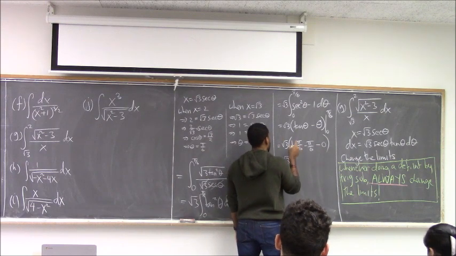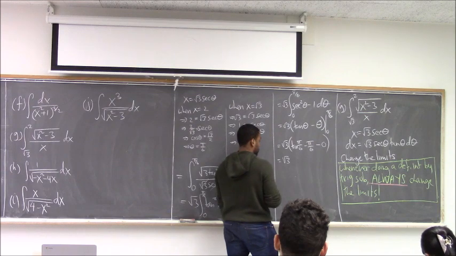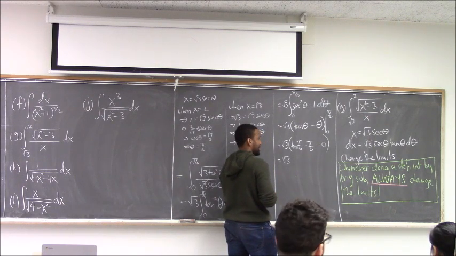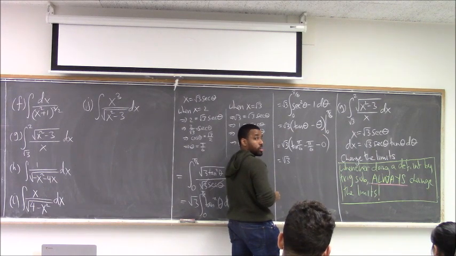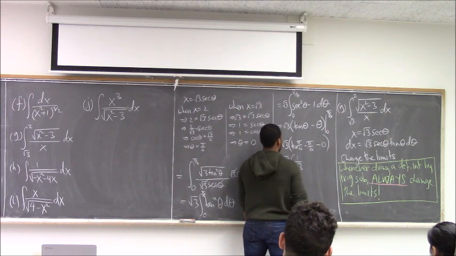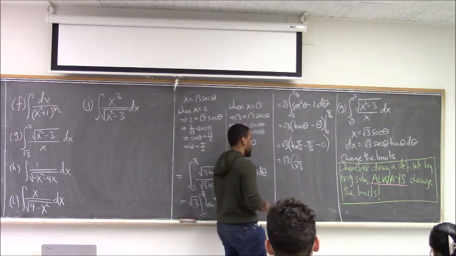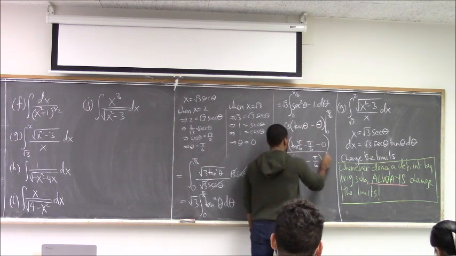What is tangent of pi over 6? Radical 3 over 3. It's 1 over radical 3. Right? Because sine of pi over 6 is a half, cosine of pi over 6 is radical 3 over 2. You divide them, you get 1 over radical 3, or radical 3 over 3. So that's the answer here.